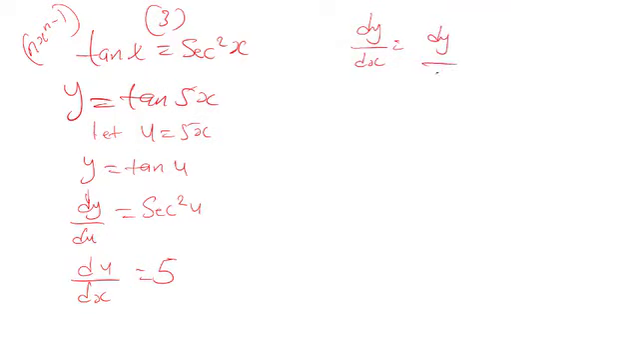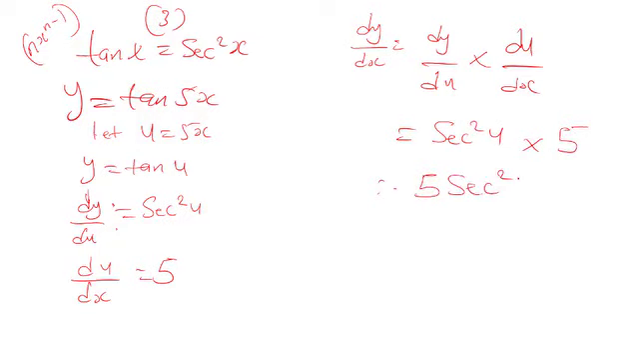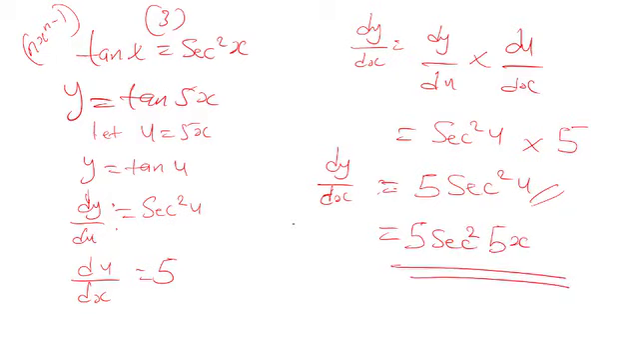So the value of our dy/dx becomes dy/du times du/dx. Our dy/du is sec square u times du/dx, which is 5. So we now have 5 sec square u. This is the value of dy/dx. But we can't stop here because there is u here. We have to eliminate this u. So we now do y equals 5 sec square. What's the value of u? Our u is 5x. So we now place 5x, which is our final answer. So dy/dx of tan 5x is 5 sec square 5x.